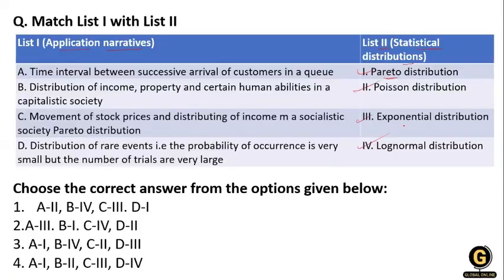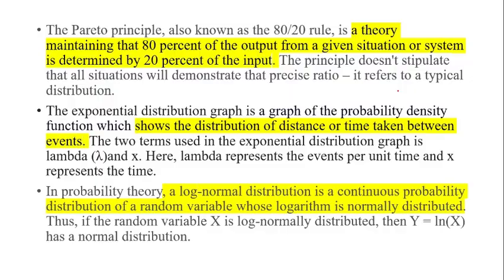Here we are clear about the Poisson distribution. What is the Poisson distribution? The occurrence of things at a very small rate. Now, what is the Pareto distribution? The Pareto distribution is known as the 80-20 rule. Why the 80-20 rule? Because the theory maintains that 80% of the output from a given situation or system is determined by 20% of the input. That means if you take an input of 20%, you will get 80% of the output.